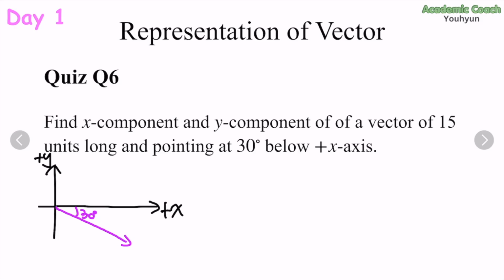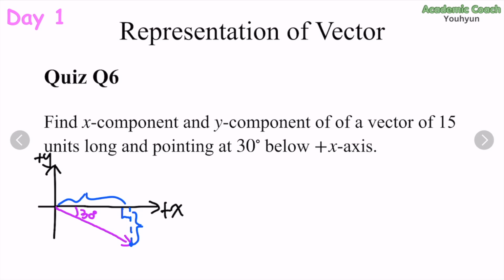So again, what we need to do is start from the tail. We need to start from the tip of this vector, and then draw a line towards x-axis and form a right angle right there. And we need to find the lengths of this much and this much. So again, we can use sine, cosine. We can use trigonometry to figure that out.